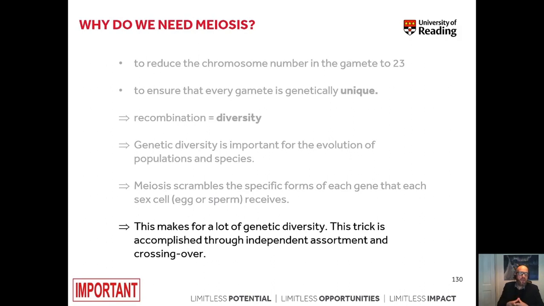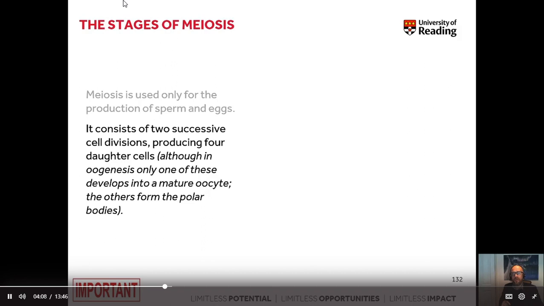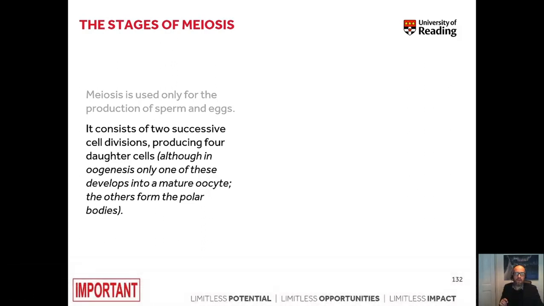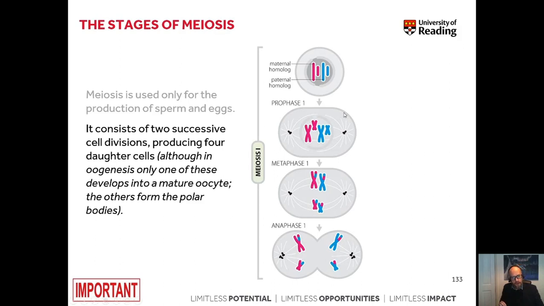This makes a lot of genetic diversity. This is accomplished via independent assortment and crossing over. And those are processes we are going to be looking at in this section as well. Right, so meiosis is used only for the production of sperm and eggs. It consists of 2 successive cell divisions producing 4 daughter cells. And the first cycle of division during meiosis is usually referred to as meiosis 1.